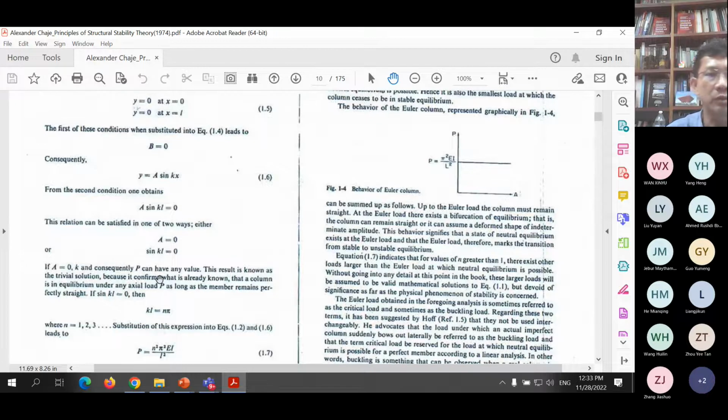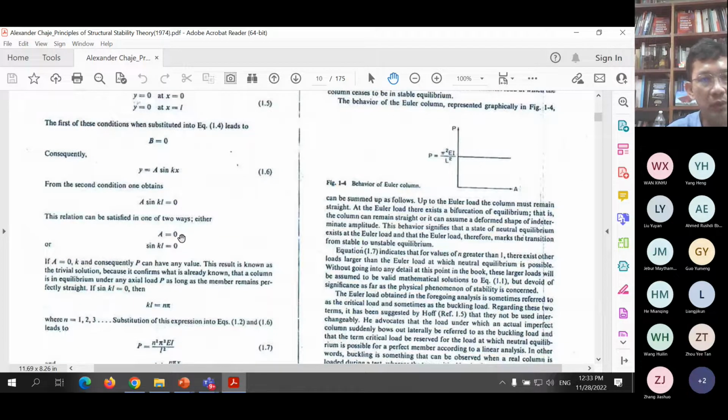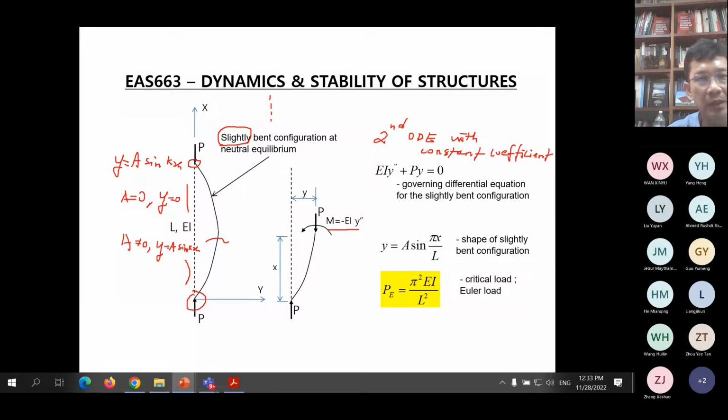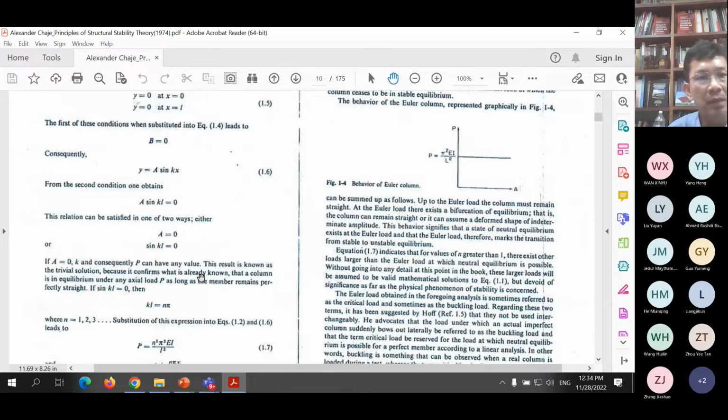Now, which one should we use in order to make a conclusion about the critical load? Now we have to look at if A is equal to 0 here. Let me go back to this. If A is equal to 0, we get back Y equal to 0, meaning the straight one. Then it doesn't matter whatever value you get here, so K can be any value. If A is equal to 0, A multiplied with whatever value is equal to 0. So K can have any value, and if K is any value, it means P can have any value.